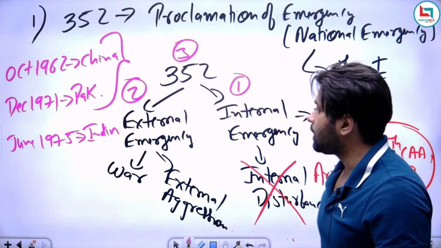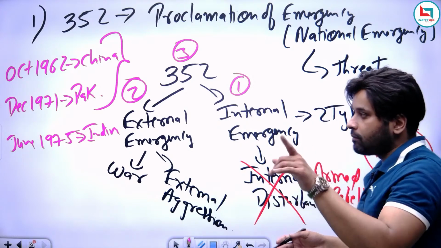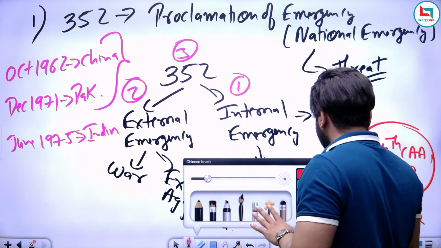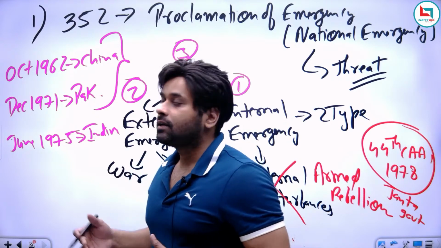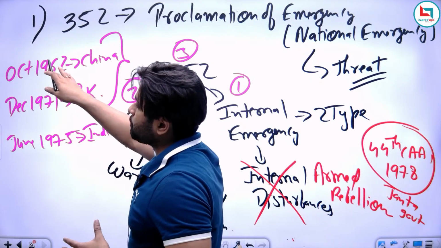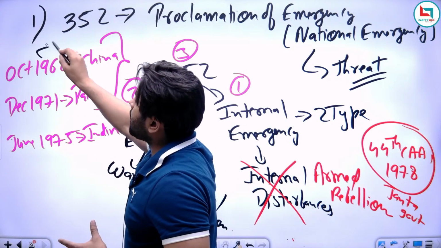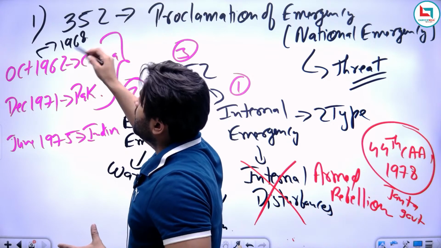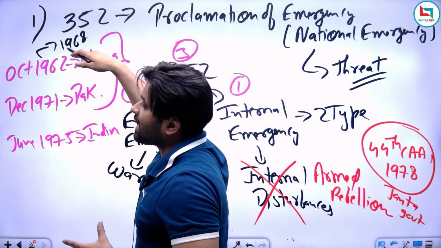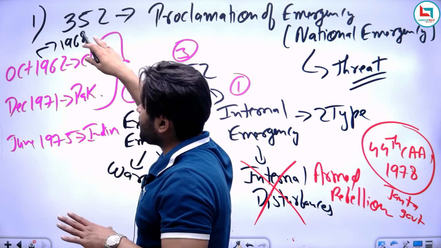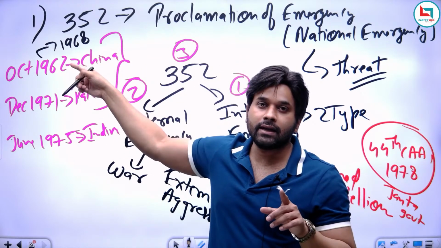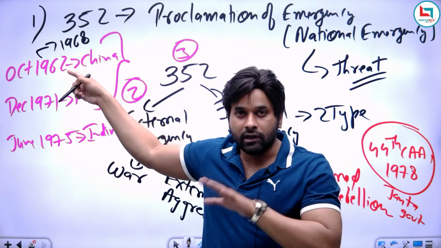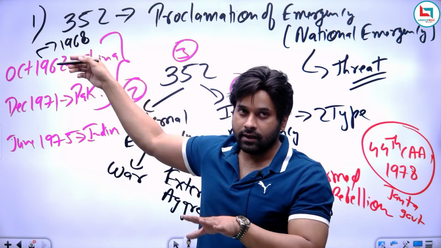Okay, so I think this is clear. And one more thing, while explaining this, let us also discuss how long this emergency lasted. See, this emergency was imposed in 1962. This emergency continued for 6 years. So this emergency was revoked, that is, it was stopped in 1968. So this emergency was imposed in 1962, and it was revoked in 1968.